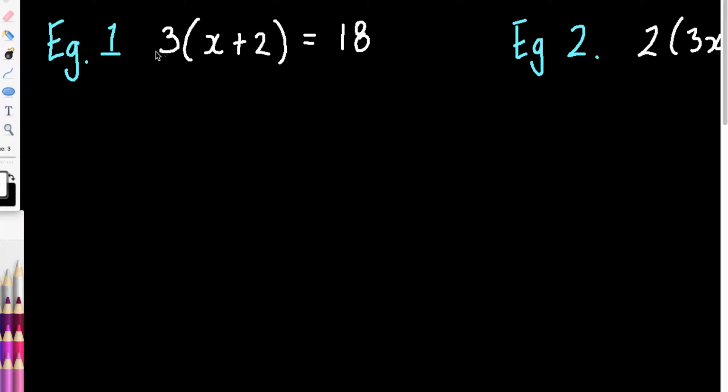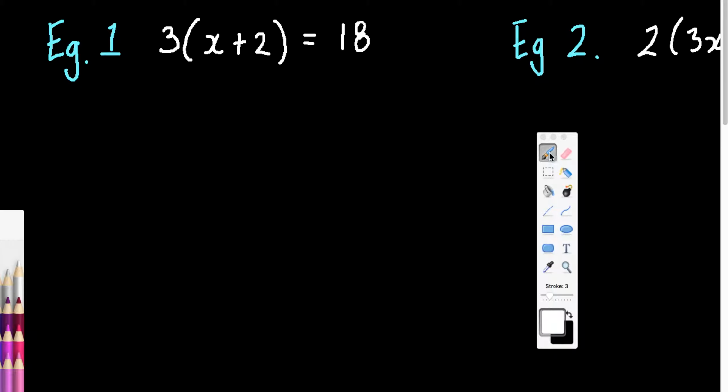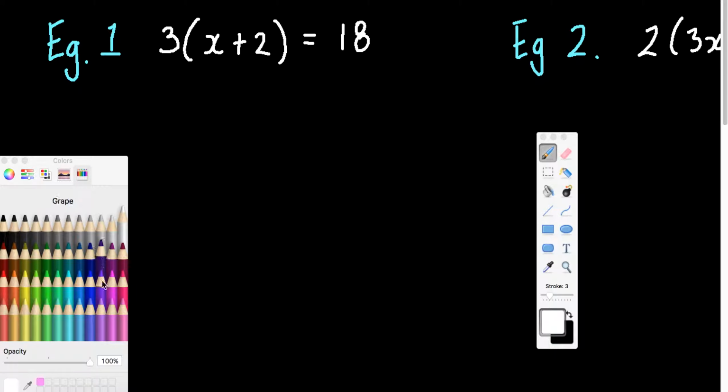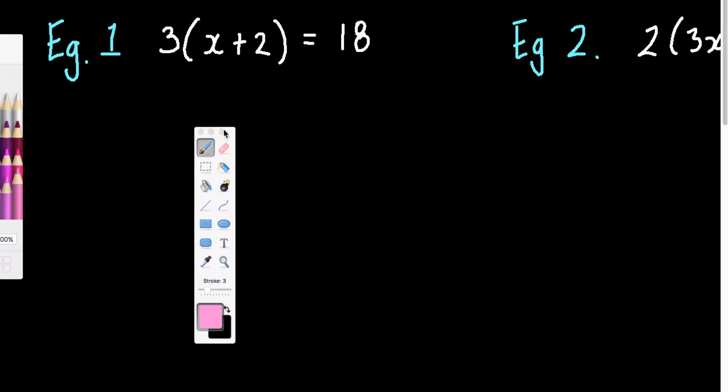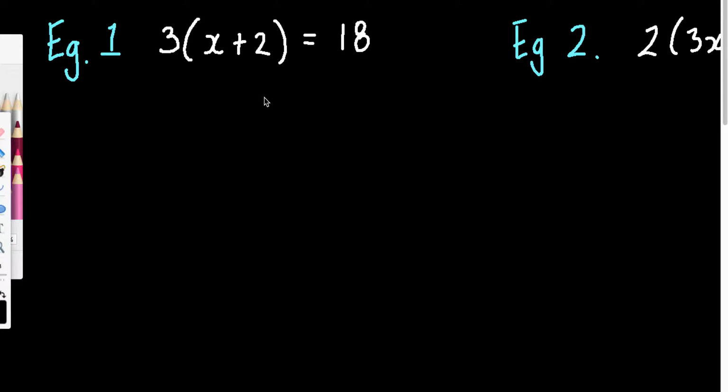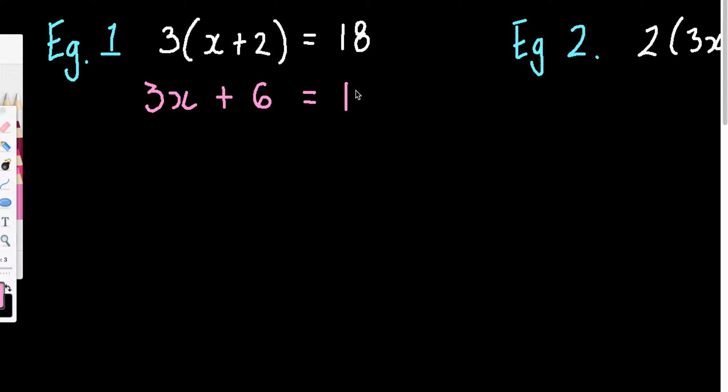So you'll see here we've got 3 lots of x plus 2 equal to 18. Since I'm showing you how expanding is going to help us solve, I'm not going to show you there's actually another way of solving that one. First I'm just going to show you all of these examples using that expanding method. If I expand the left-hand side, I'm going to do 3 times x and then 3 times 2, like so, and that's giving me 3x plus 6 equal to 18.